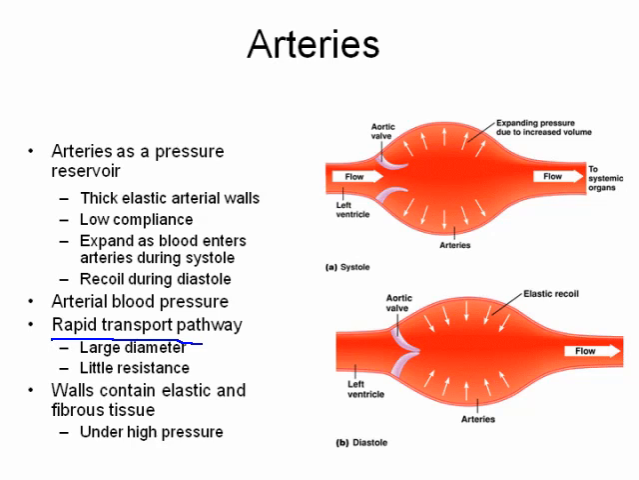So it is a rapid transport pathway, large diameter, fairly small resistance. Most of the resistance, again, is in the much smaller arteries, the arterioles. And the walls contain a fair amount of elastic and fibrous tissue. They have to, because they're under high pressure.